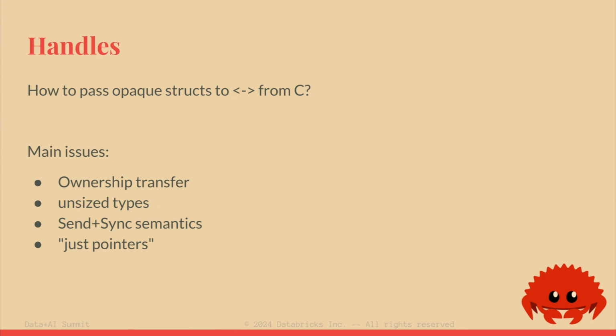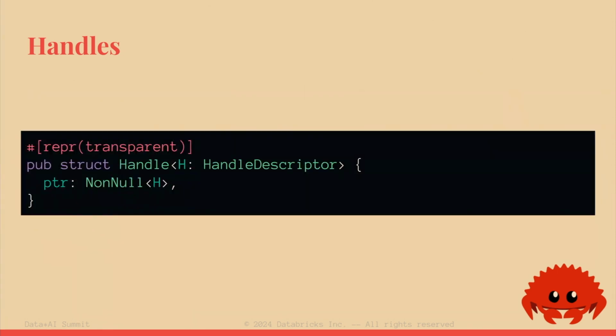Send and sync semantics in Rust were hard to enforce. And we wanted these things from the C side to just look like pointers. We didn't want C people to have to think too much about Rust stuff. We wanted them to just get a pointer and use it. So the thing we came up with is called a handle.